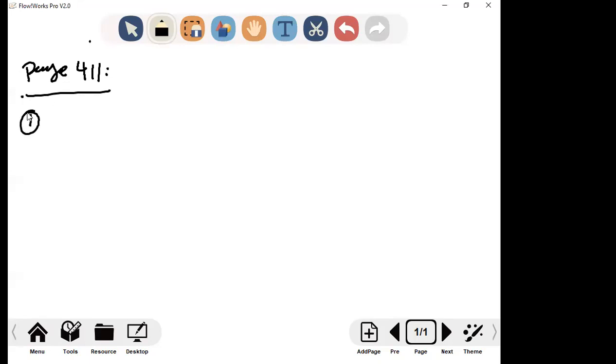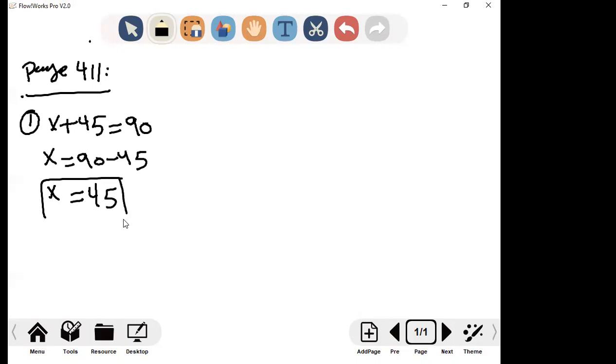Question 1. The question said, give the measure of the angle that is complementary to the given angle. x plus the given angle. What's the given angle? 45. Complementary means the answer is how much should be? 90. Shift the 45, so x equal 90 minus 45 means x equal what? Also 45, right? This is question 1.